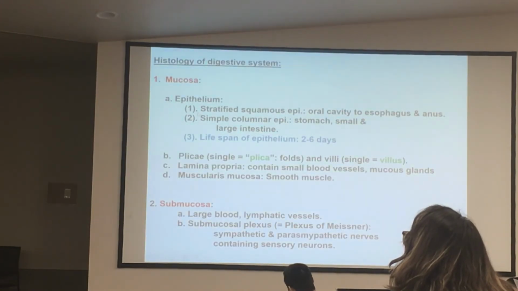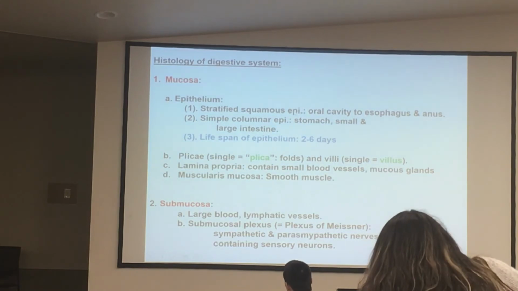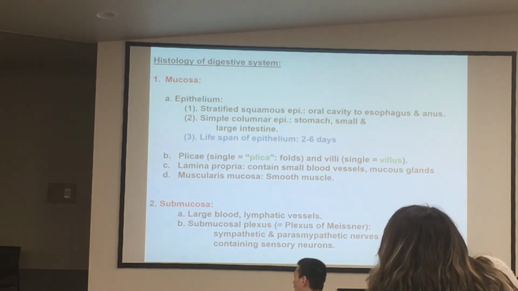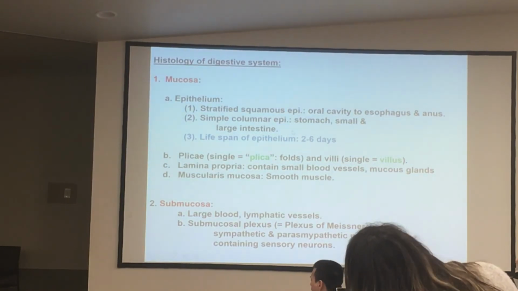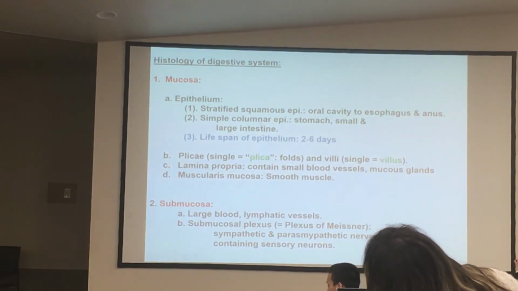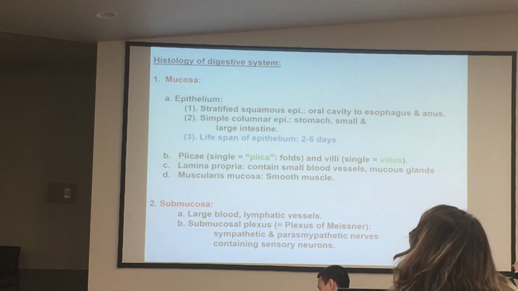Yes, the epithelial cell in the oral cavity and the esophagus at the top before the stomach, and the last part, the anus, is stratified squamous epithelial cell. In between, stomach, small intestine, and large intestine, we call simple columnar, and that's what reabsorbs the nutrients. The lifespan of an epithelial cell is within 1 week. That means the epithelial cell will die and be replaced by the stem cell under it.